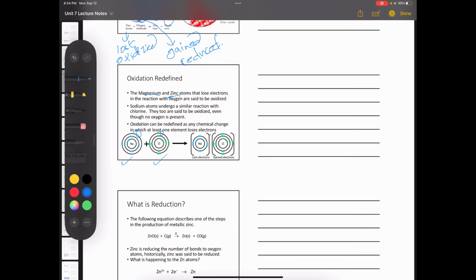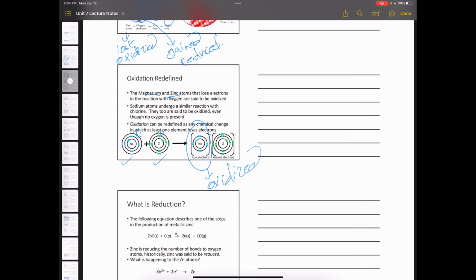So what happens is the sodium will lose that electron to the chlorine, so sodium is said to be oxidized and lost the electron. The electron is now gained by the chlorine. So oxidation is when there is a chemical change that involves losing at least one electron, and that's what we call oxidation.